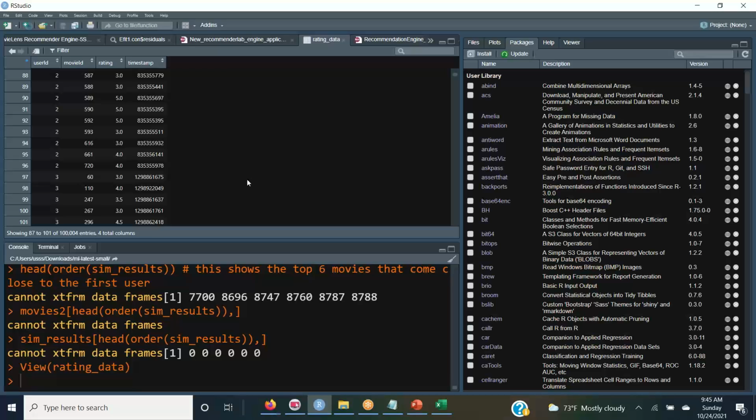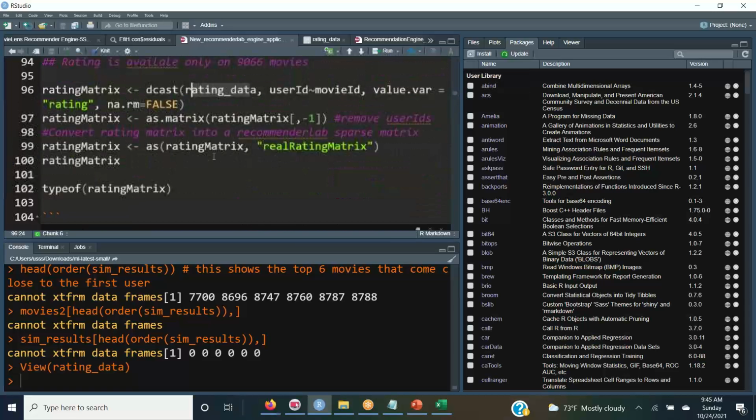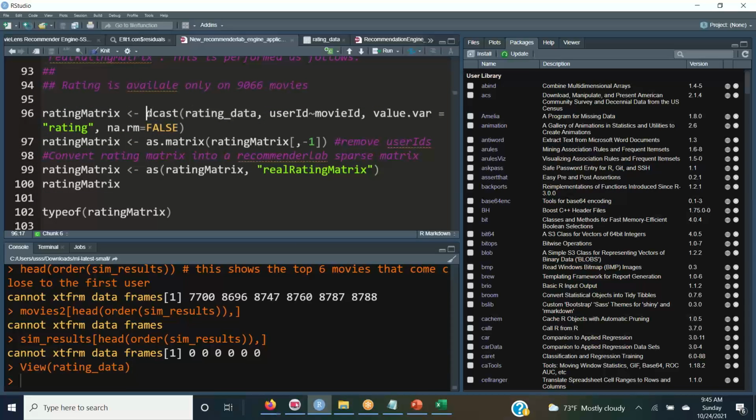Yes, sir. Okay, that is what the dcast formula is doing. Do you see this one? I take the rating data, and then by using this type of arrangement, this is the code we have to do. The rows are user IDs, columns are movie IDs. That's what this means, and the value variable is rating. Got it? Everybody get it? Yes, sir.